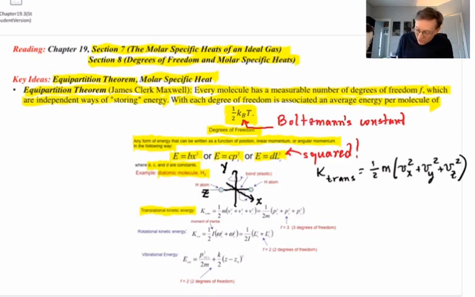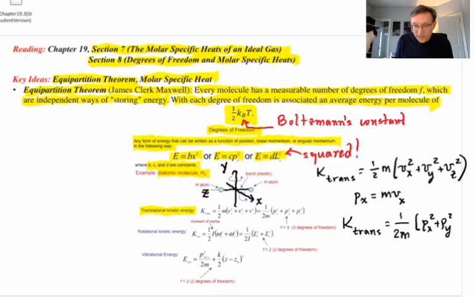And then all you do is a little trick. Remember the formula relating x linear momentum to x velocity? P sub x equals mv sub x. Similar one for y components, similar for z components. You can use that to write the K trans expression like this. 1/2m times px squared plus py squared plus pz squared.